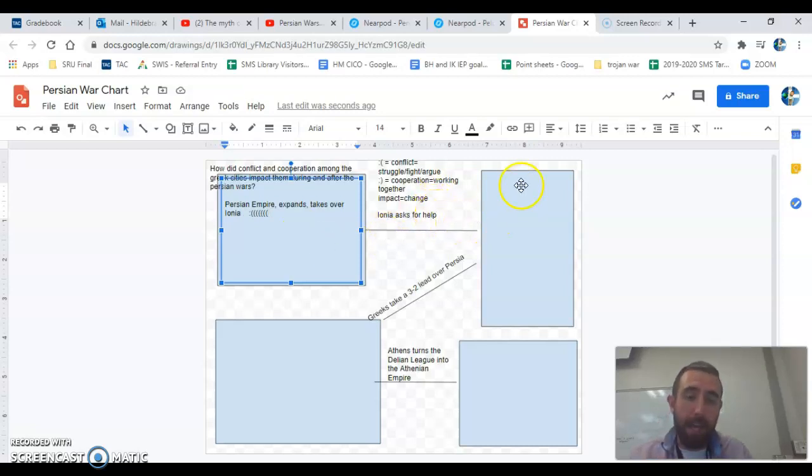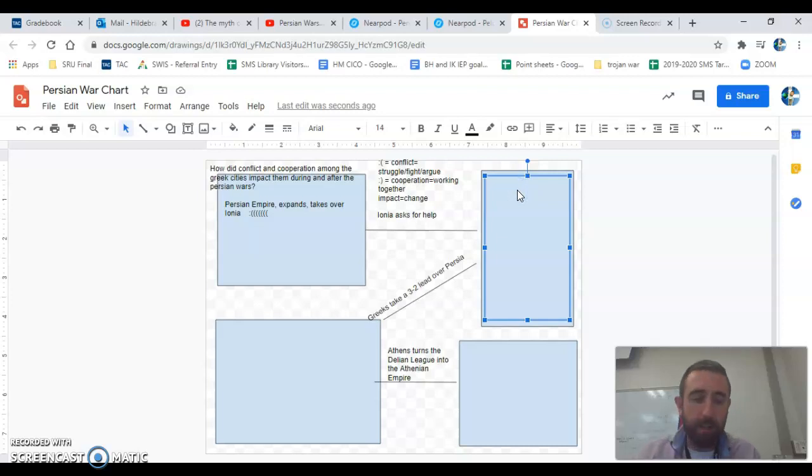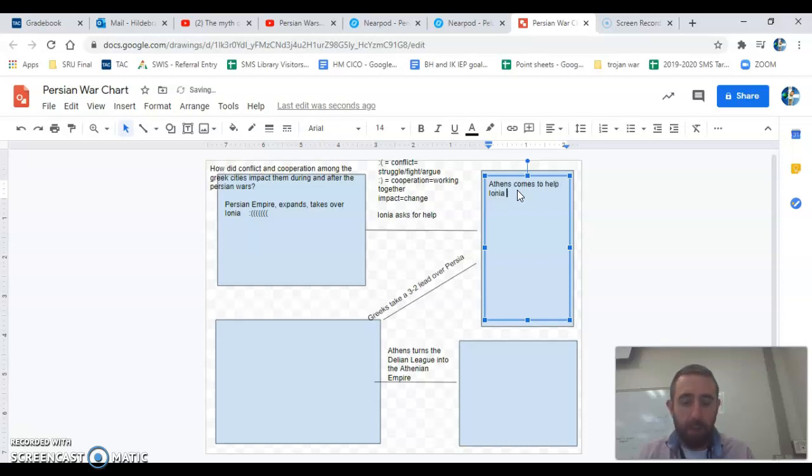And the city that comes to the rescue, there's a couple of them, but the main one is Athens. Athens comes to help Ionia. So that's cooperation. So we put a bunch of smiley faces there. And even though Athens comes to help, Persia still wins, and now they're a little angry.